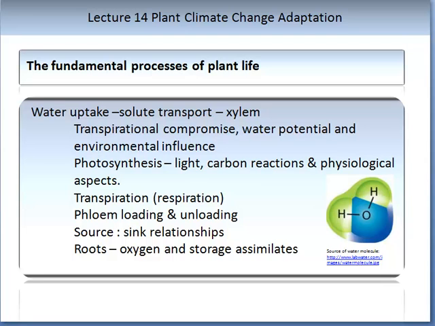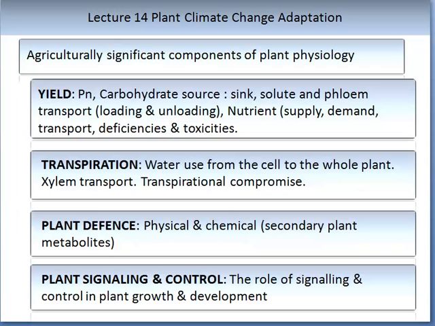We have also learnt about roots, oxygen and storage assimilates. How do plants absorb nutrients and how do they use them? These are all fundamental processes of plant life. Another way we can look at understanding the fundamentals is to define them from an agricultural perspective.